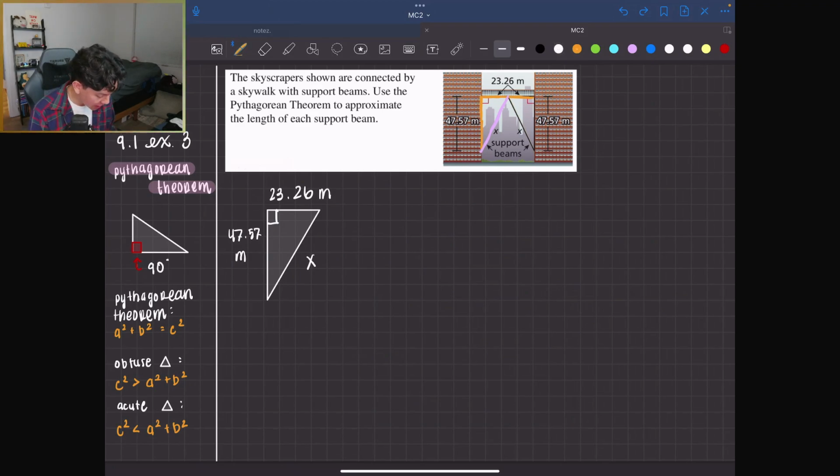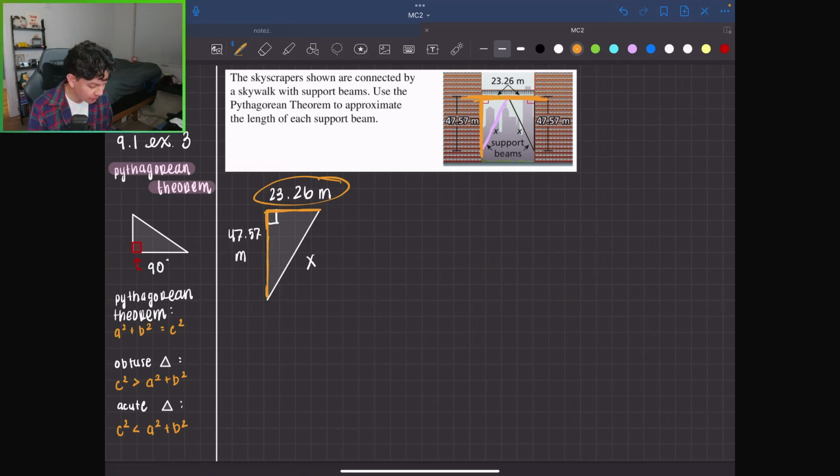So notice here in our diagram, we have this right here. Each individual leg is going to be 23.26 meters. It kind of looks confusing, but that's why I had to redraw it to make it a little bit more clear. So this right here will be 23.26. And then vertically, right over here, we have 47.57.